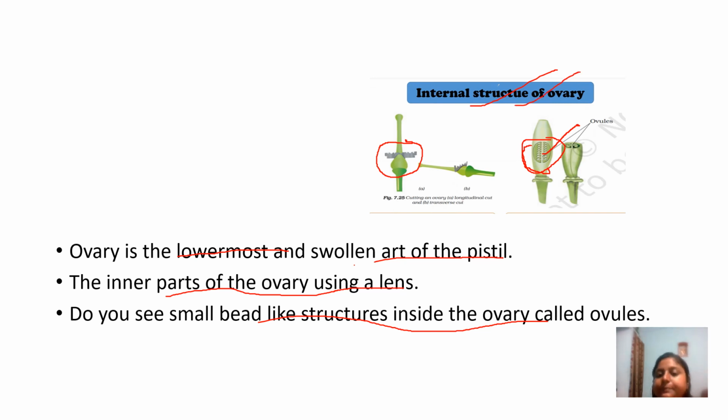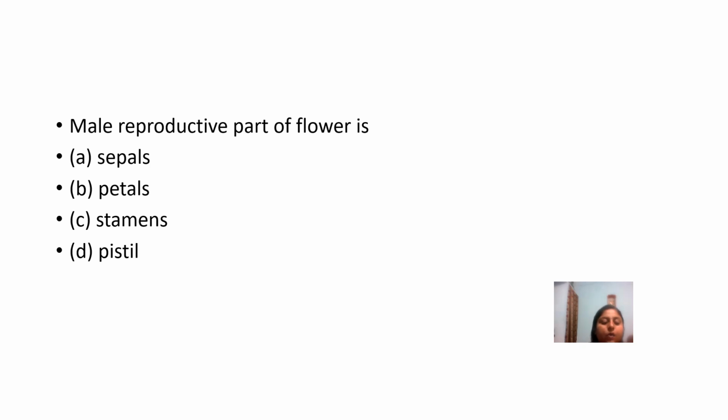Now here is one question for you. The male reproductive part of a flower is sepal, petal, stamen, or pistil? So what is the answer? We already discussed this with you. So stamen is the male reproductive part, and pistil is the female reproductive part.